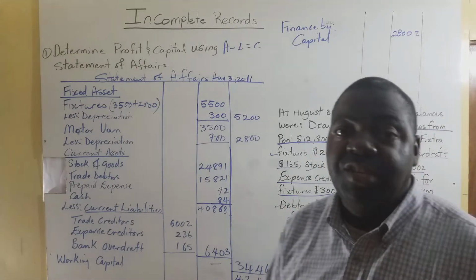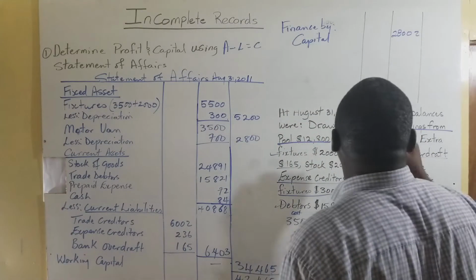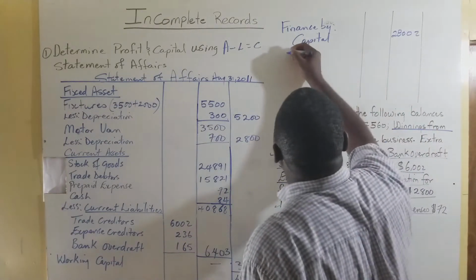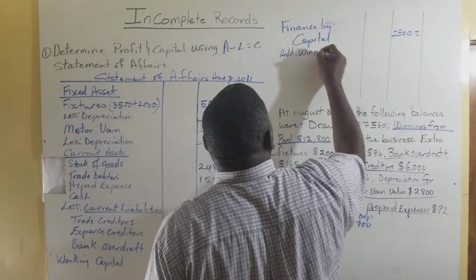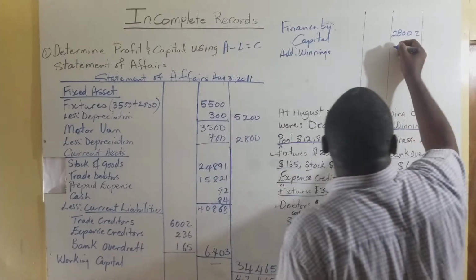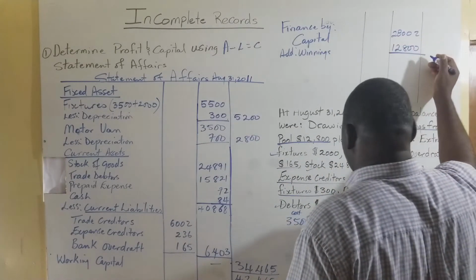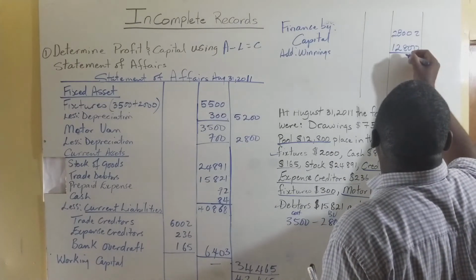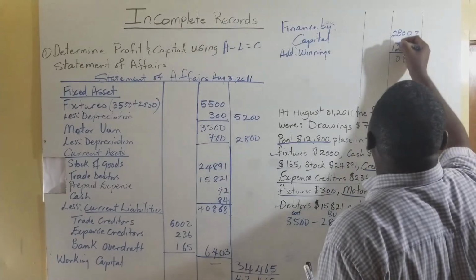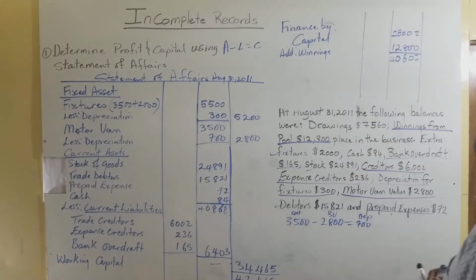That means it is additional capital. Yes. That is placed in the business, so we're going to add the winnings of 12,800. All right, that now is going to give us 40,802.